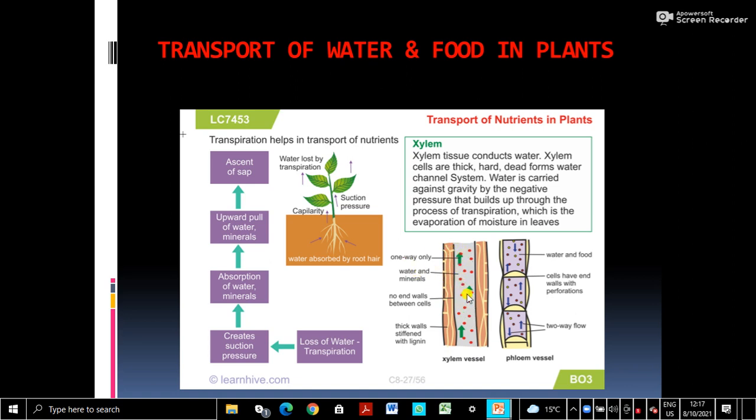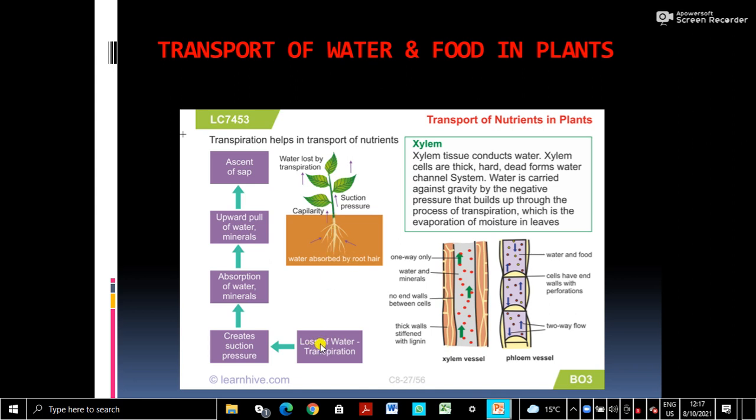Along with water, the needed minerals are there. There are no end walls between the xylem cells, so a continuous water pipe is formed. Thick walls are strengthened with lignin deposition. You have already learned xylem structure. So this is how xylem transport takes place. Just a summary: water lost by transpiration creates suction pressure, so water is continuously absorbed by the root hair.